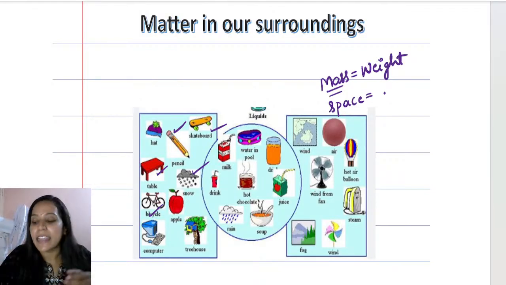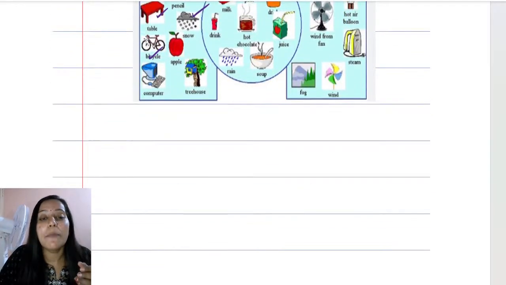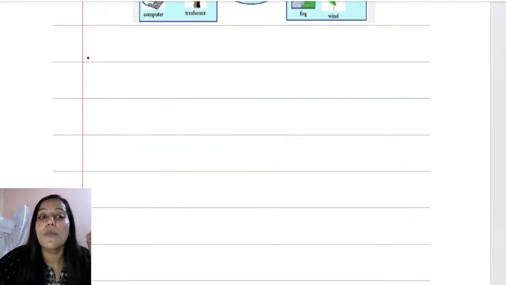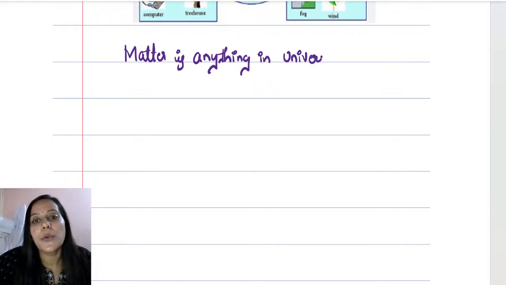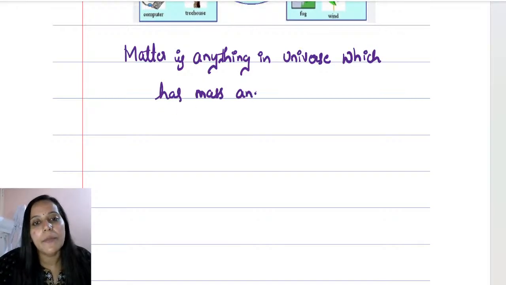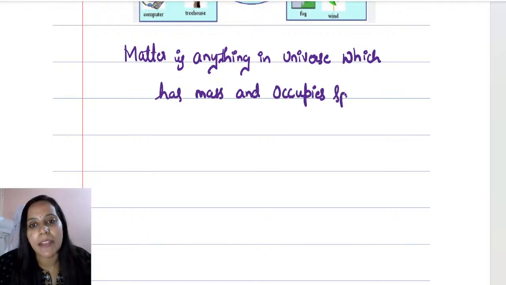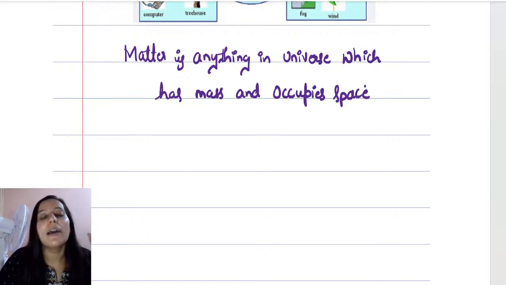After understanding the meaning of matter, it is time to write the definition. Please note down the definition for matter. So what is matter? Matter is anything in this universe which has mass and occupies space. So this is what we can call matter.